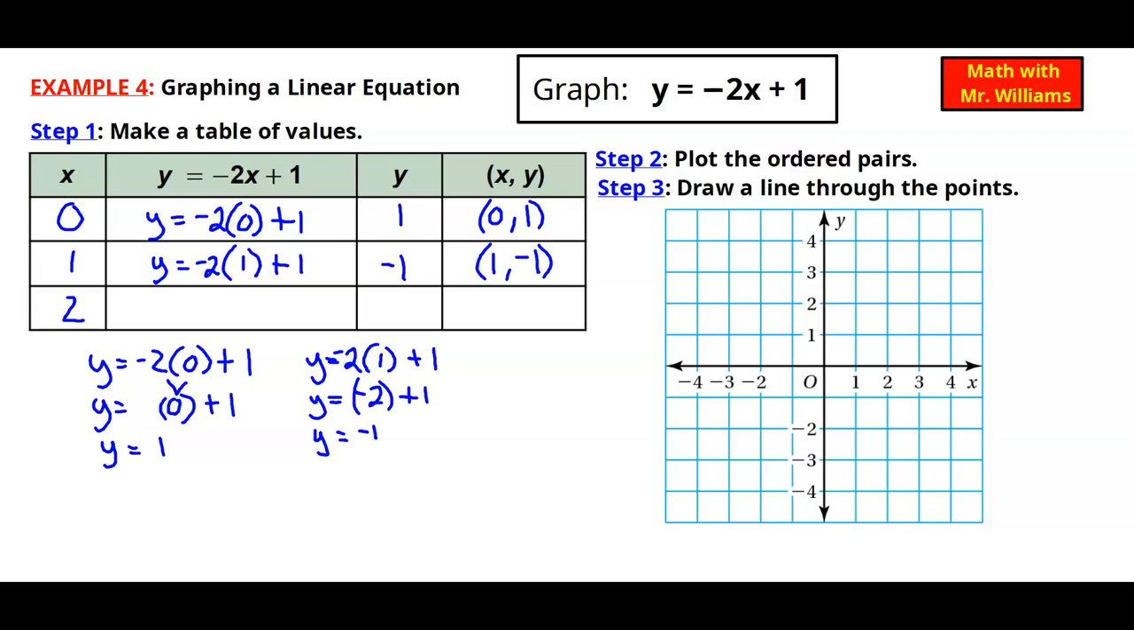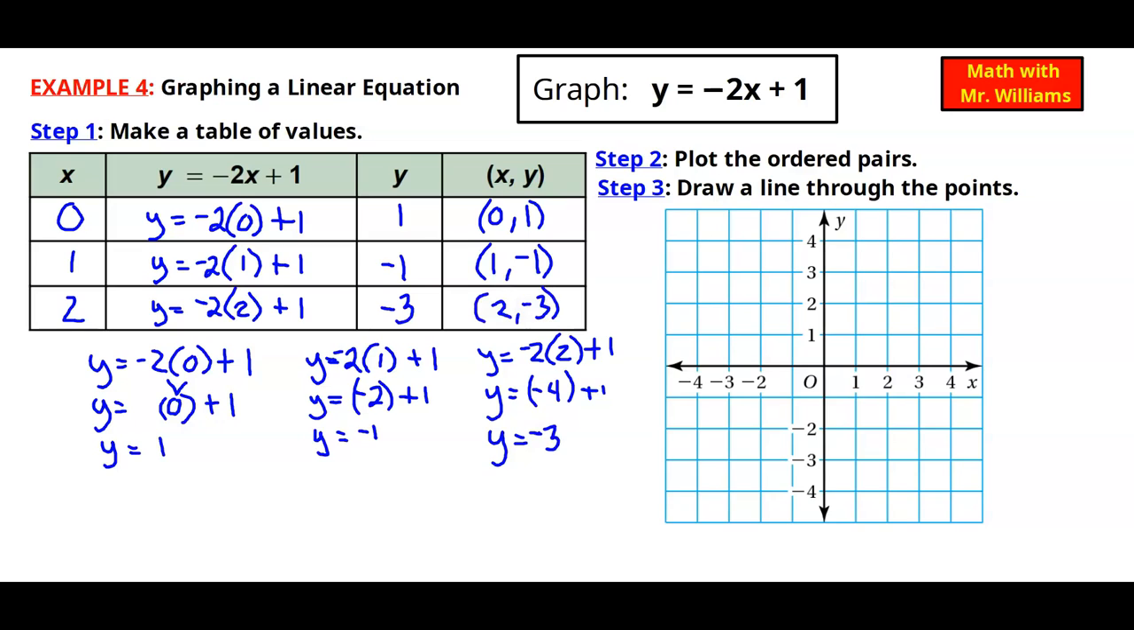All right, let's go down and use 2 now. Let's substitute it in and do our work. Negative 2 times 2 is going to give us a negative 4, and we're going to add 1 to it, giving us a negative 3. Our ordered pair then would be (2, negative 3).